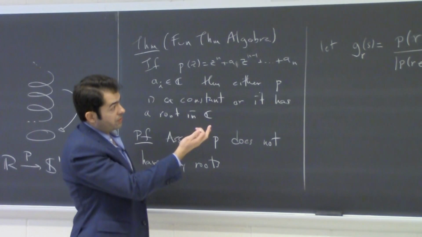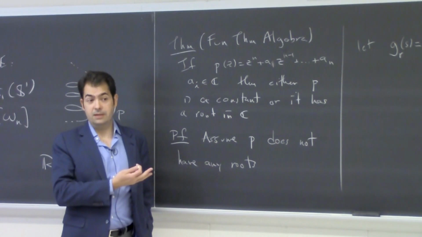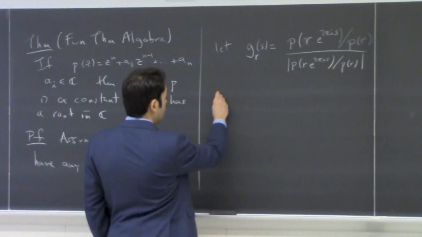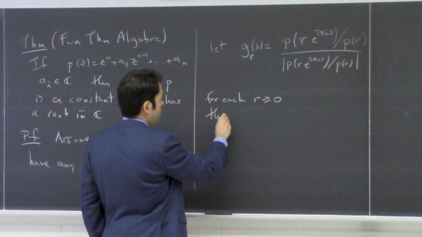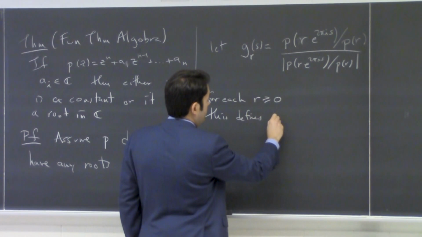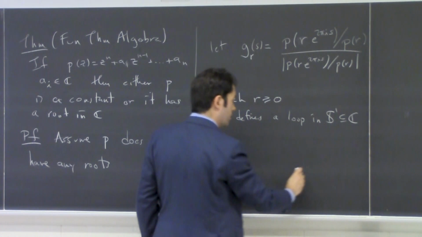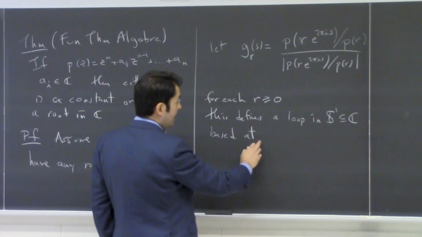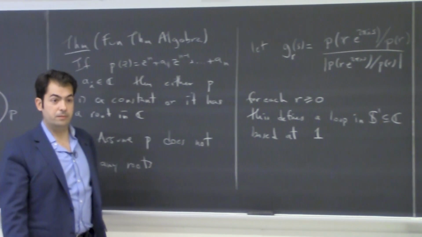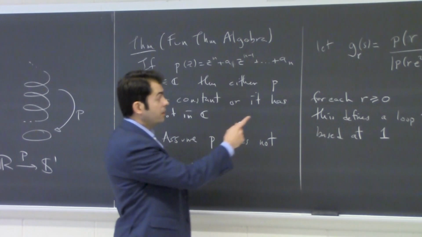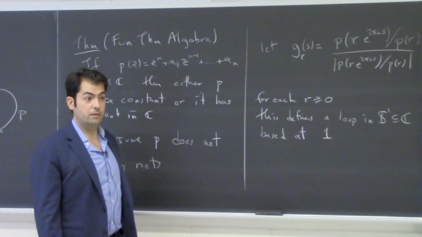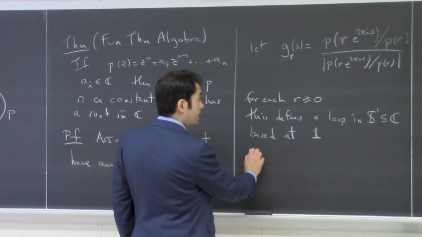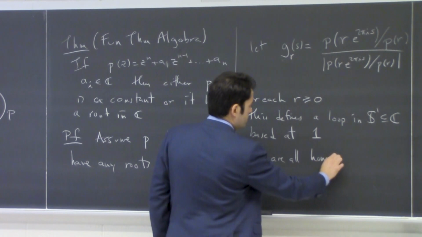So the thing we're dividing by is, by hypothesis, never equal to zero, so it's okay to do that. And of course, the modulus of this is always one. So for each r, this defines a loop in the circle considered as part of the complex plane based at 1, at the complex number 1. Okay, they are clearly all homotopic because this is a continuous family in R. And so they are all homotopic. And G sub 0 is the constant loop.